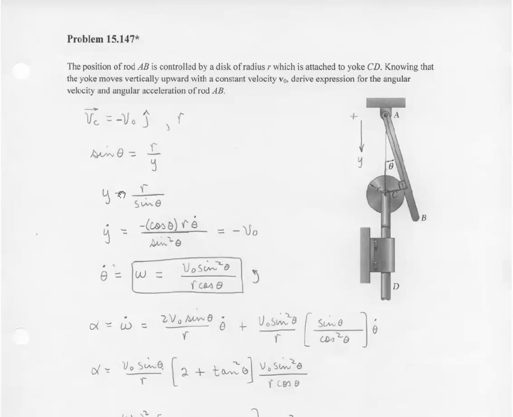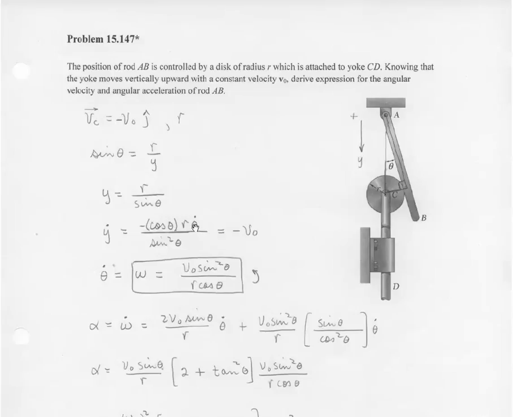What we want to do is derive an expression for the angular velocity and angular acceleration. We can get that if we take the derivative of y with respect to time, and the reason we want to do that is because we know what y dot is. So we take this expression and do y dot, and you end up with minus cosine theta R theta dot over sine squared theta, and that's all equal to minus V naught, the value of the y velocity.